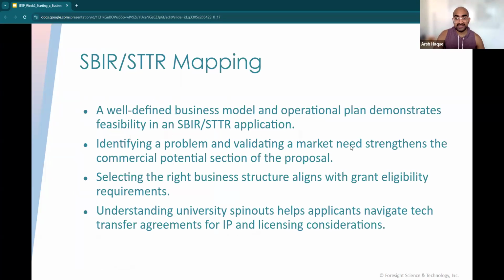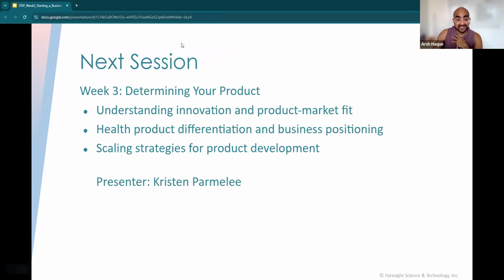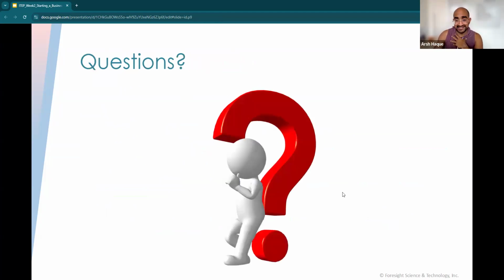Quick final notes. A lot of today's session is about applying for an SBIR and STTR, which can often focus on the proposal itself, which is really important, but there's also just doing the business part. And hopefully this begins to give you some exposure and build some foundation of what it takes to launch a business. Next session, we'll be talking about the product. Chris will be leading that session: understanding your innovation and product market fit, how that specifically applies to health, product differentiation, business positioning, and scaling strategies, the difference from building one molecule versus building a million, and all of those related elements. And that takes us to 2 o'clock, a really vibrant, dynamic first session.